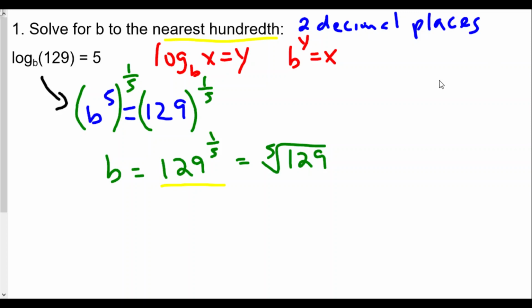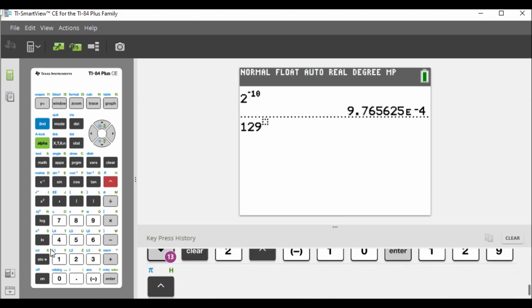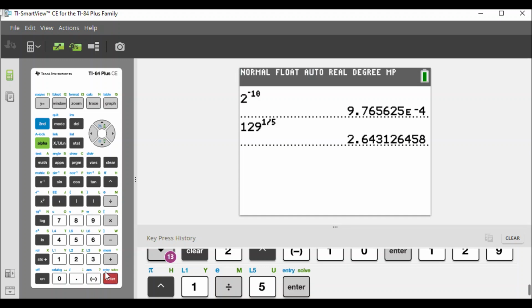We're going to pull up our graphing calculator and take 129 raised to the 1/5 power. Yes, your calculator will do the work, but you need to show what you're typing into the calculator. Without any work shown, you're not going to get the full credit for the question. So 129 to the 1/5 power becomes 2.643, which we round off to, let's go back to here.